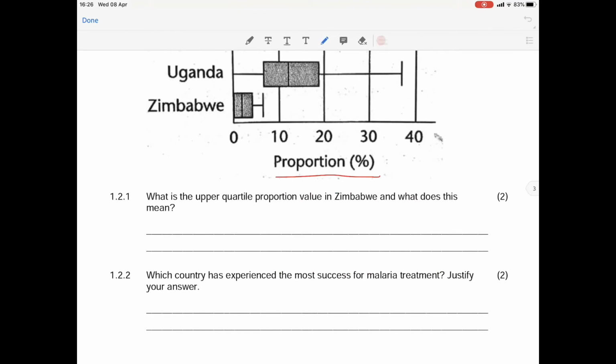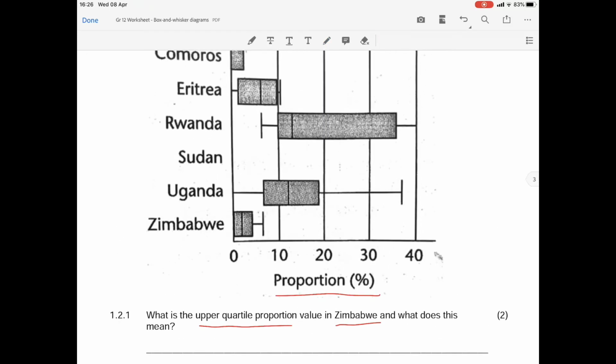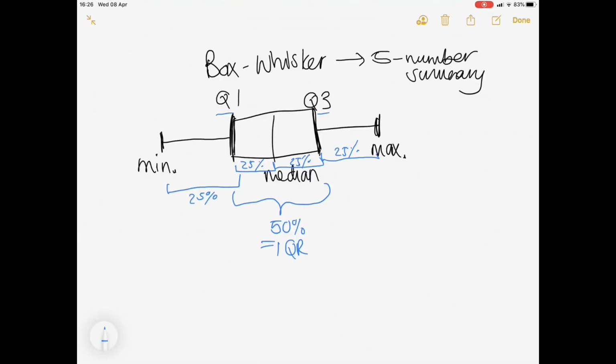The first part of the question is asking, what is the upper quartile proportion value for Zimbabwe, and what does this mean? So let's have a look at Zimbabwe on the graph here. The upper quartile, remember what that is? That is the third quartile. And which value is that in your Box-Whisker plot? Remember, this is your Box-Whisker plot.